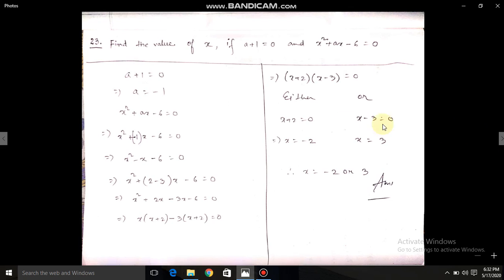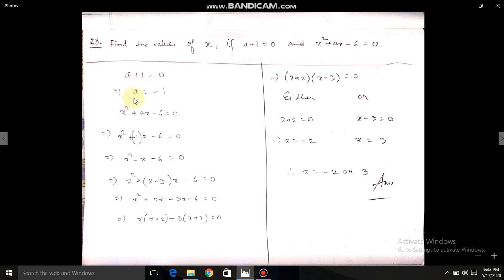Let us move to the next sum, which is number 23. Question number 23 says find the value of x if a plus 1 is equal to 0 and x square plus ax minus 6 is equal to 0. So this is a quadratic equation where a is the unknown. Now a's value we will get from this and put it here, then we will get a quadratic equation. Then by solving we can get the value of x.